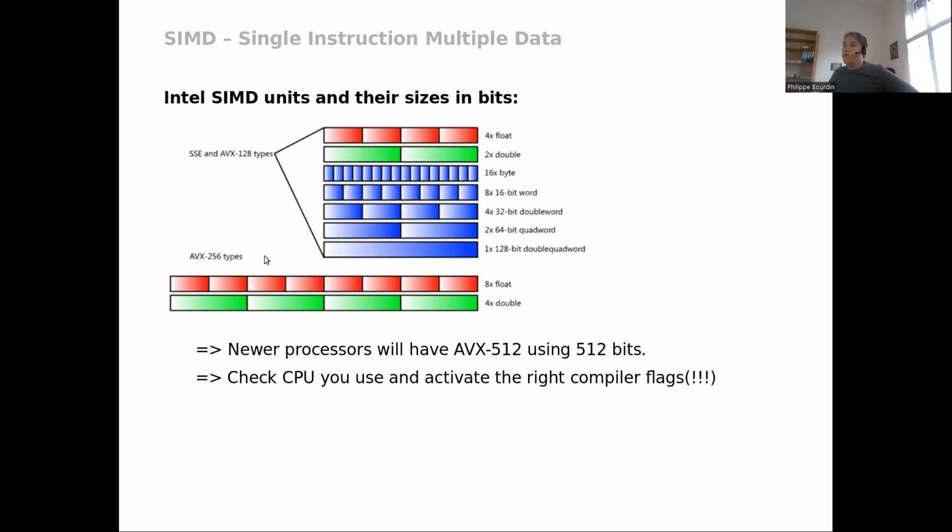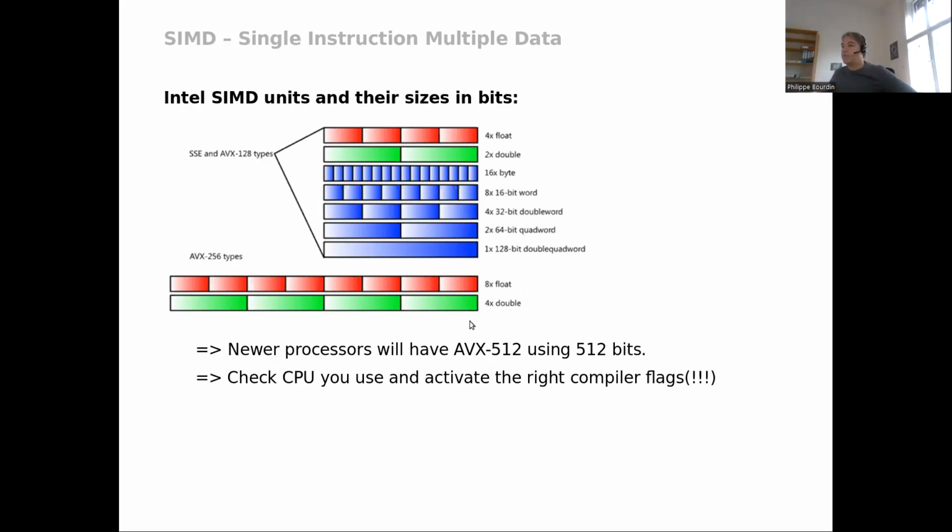Now, today, we already have AVX 256 units in real CPUs that you can purchase right now. And they, of course, carry then the double amount. So you have either 8 times a float or 4 times a double, where you can perform your operations with one single instruction on 4 of them simultaneously.